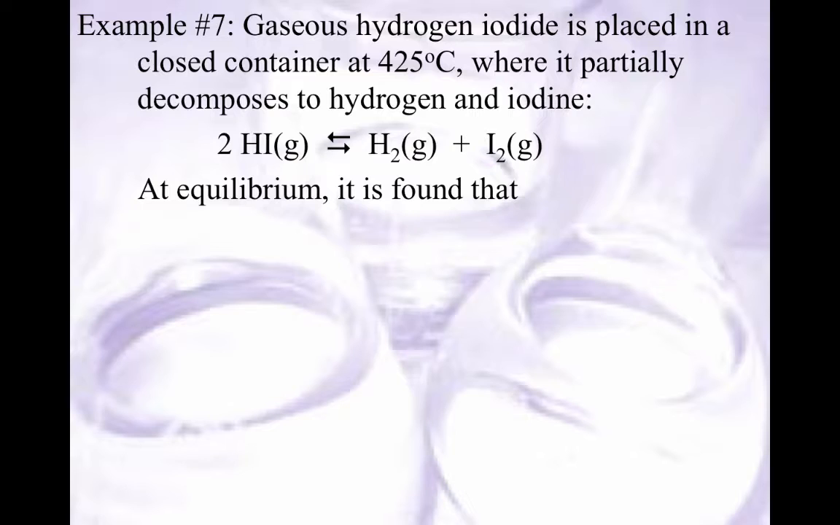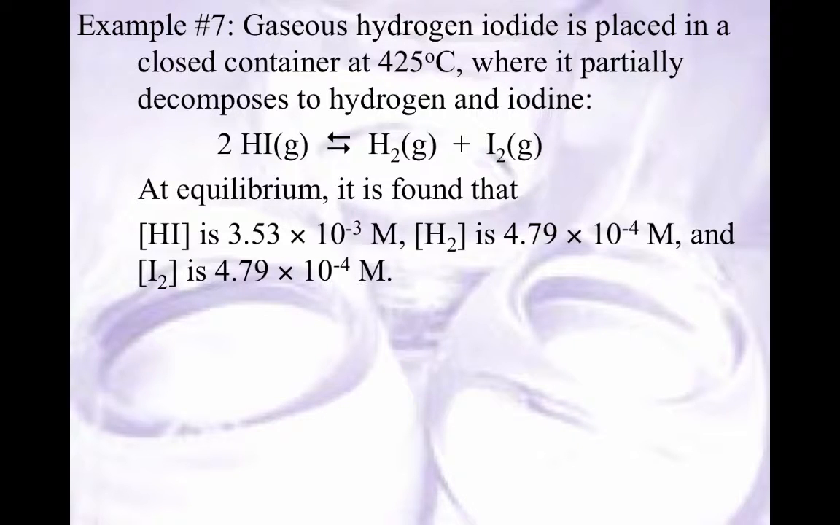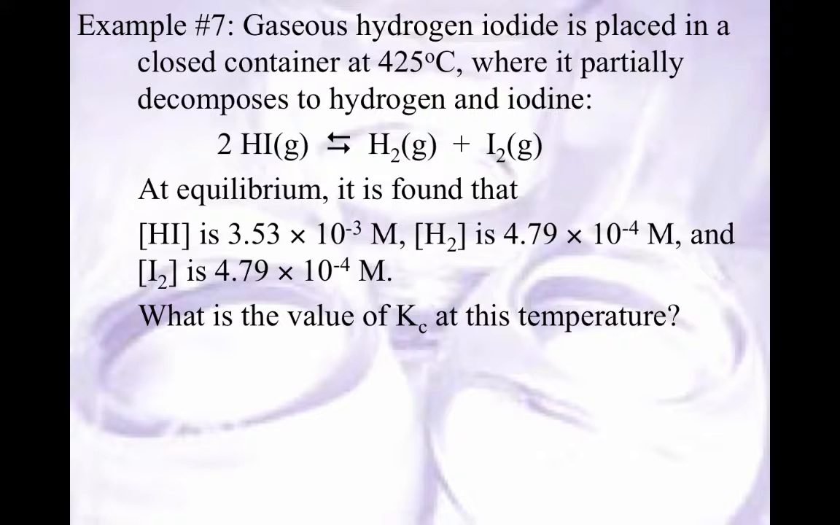And then it says at equilibrium, it is found that the concentration of HI is 3.53 times 10 to the negative third, H2 is 4.79 times 10 to the negative fourth, and I2 is 4.79 times 10 to the negative fourth. So notice that this says at equilibrium. That's really important. These are our concentrations at equilibrium. That saves us from a couple steps. This wants to know, what is the value of Kc at this temperature? All right, Kc means we're using concentration, so we're good because we have concentration already.